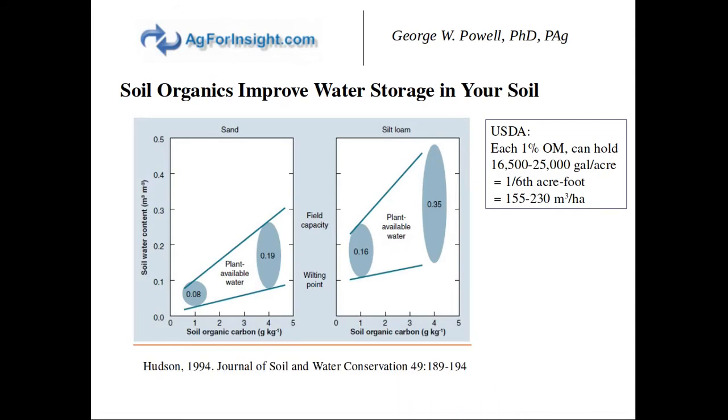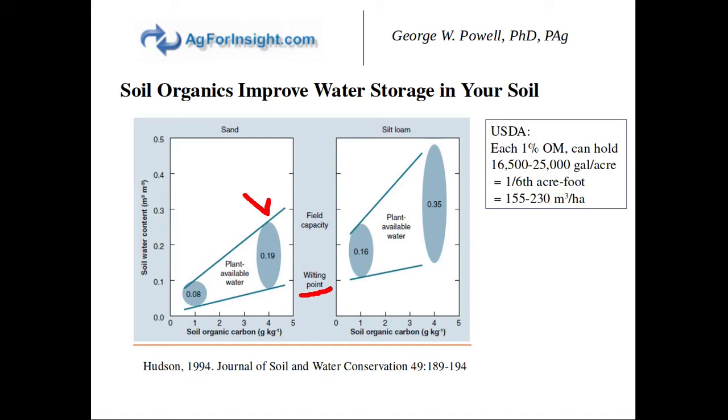So how much can soil organics improve your water storage? As an example, I've pulled here research from Hudson, published in the Journal of Soil and Water Conservation. The absolute numbers here are not important, but we'll just look at the trends. So this bottom line on both graphs represents the permanent wilting point. That's the level of water where it's too low to support plant life. So the plants wilt permanently and die.